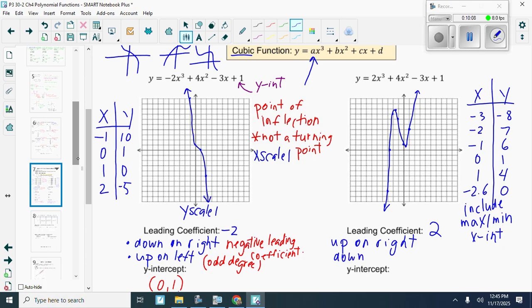Okay, when you guys are writing the test and you're like, up on the right, down on the left, you will thank me. Because it's in your brain. Down on the left, and that's because it's an odd degree. So they're opposite. What is the y-intercept of our graph? 0, 1. Awesome.